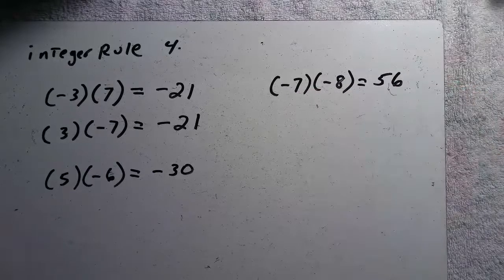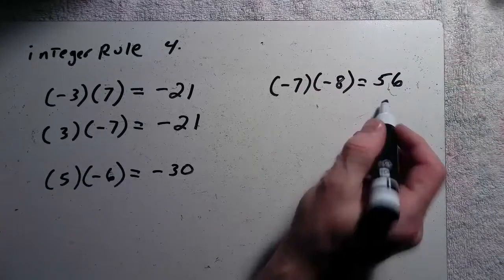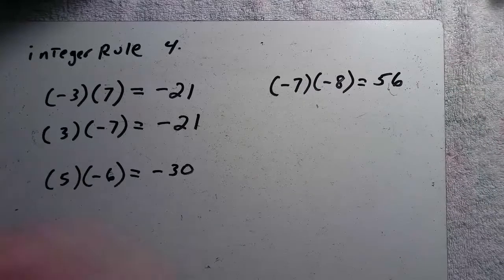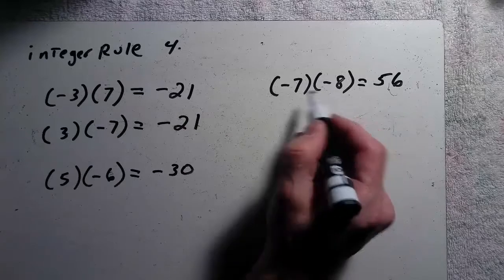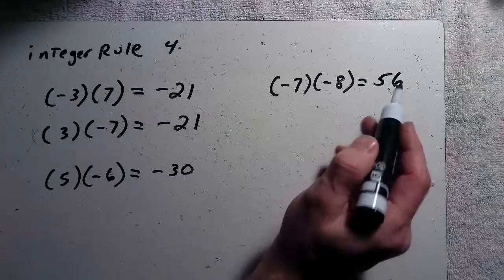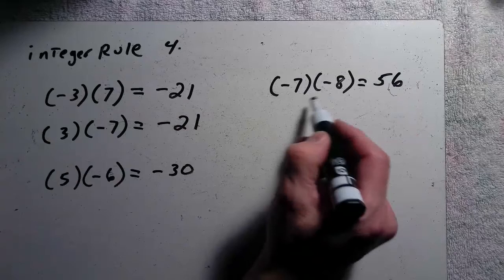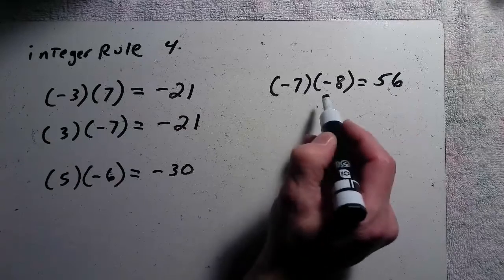So if the signs are different, you get a negative. If the signs are the same, you get a positive. So two negatives in rule 4, multiply them together, becomes a positive. Just make sure that it's multiplication only. This is rule 4.